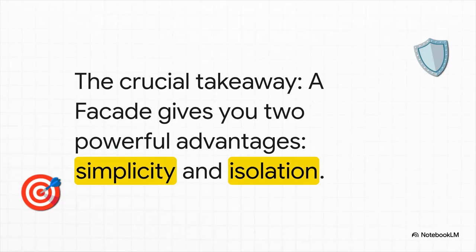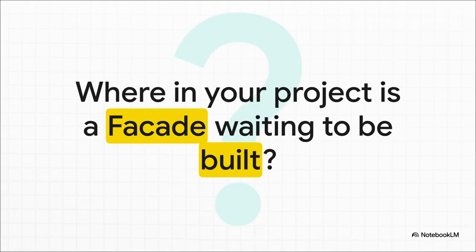So if there's just one thing you take away from all this, let it be this. A well-designed facade gives you two incredible advantages: simplicity and isolation. It hides the mess and it protects your code. Simple as that. And that leaves me with one final question for you. When you get back to your projects, take a hard look at your code base. I guarantee you'll find it, that one super messy part or that nightmare of a library that is just begging for a facade to be built in front of it. I hope this little explainer helps you spot it.